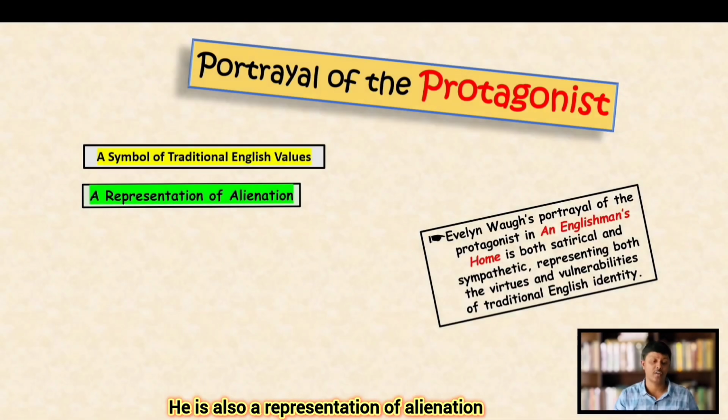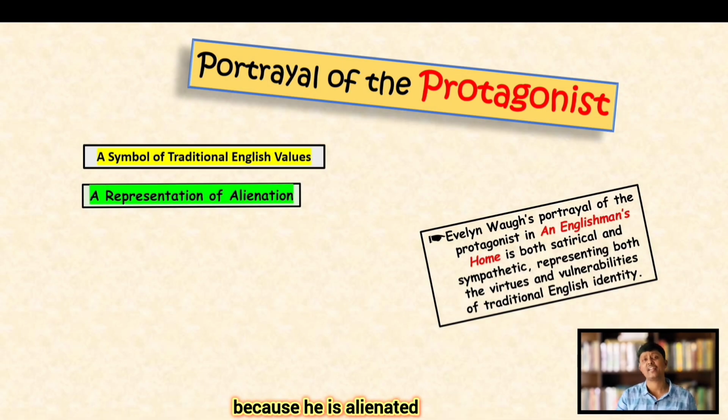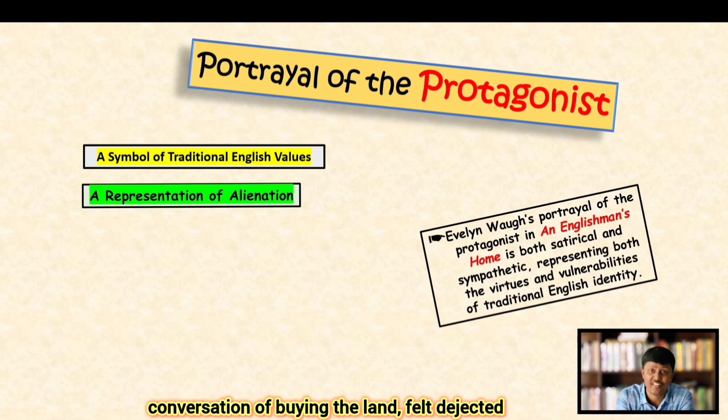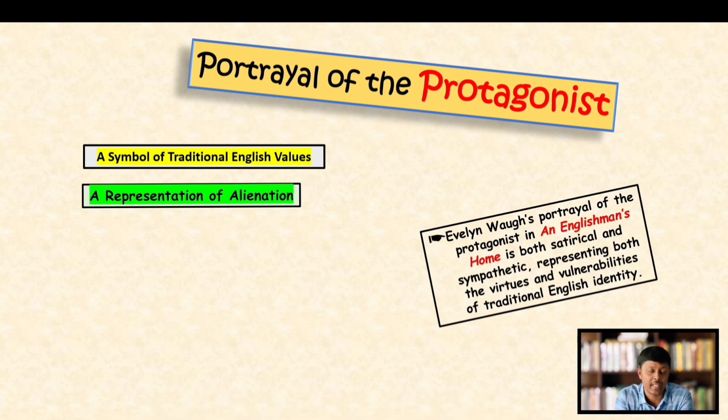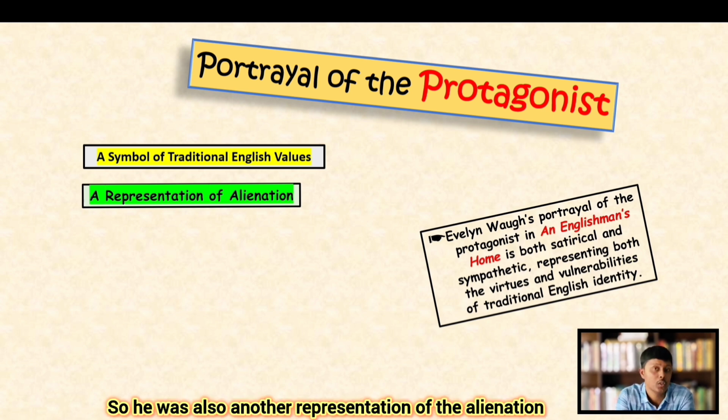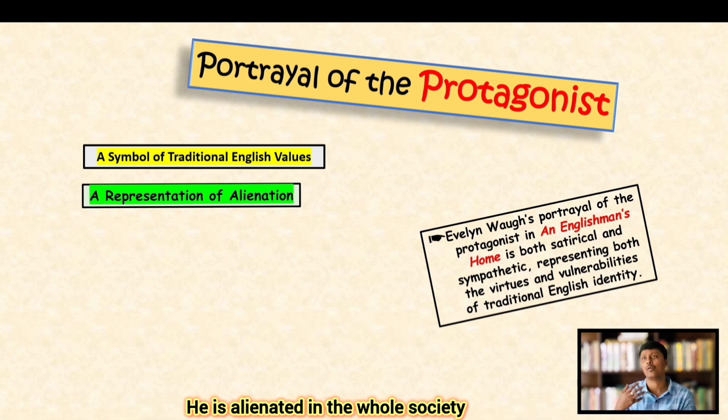He is also a representation of alienation because he is alienated when Mrs. Peabury rejected Mr. Metcalfe in the conversation about buying the land. He felt dejected. He was all alone. He wanted to do something by himself. So he was also another representation of alienation. He is alienated in the whole society.